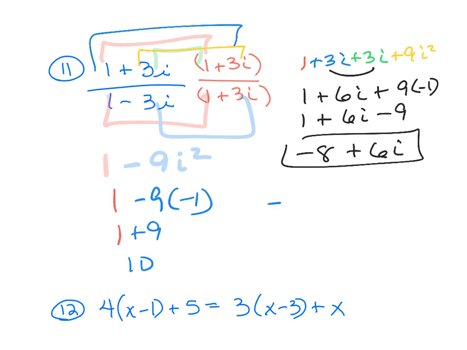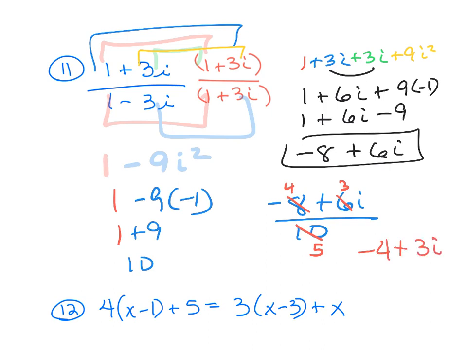So now I have negative 8 plus 6i over 10, and I can simplify this. I can divide them all by 2. Final answer, negative 4 plus 3i over 5.